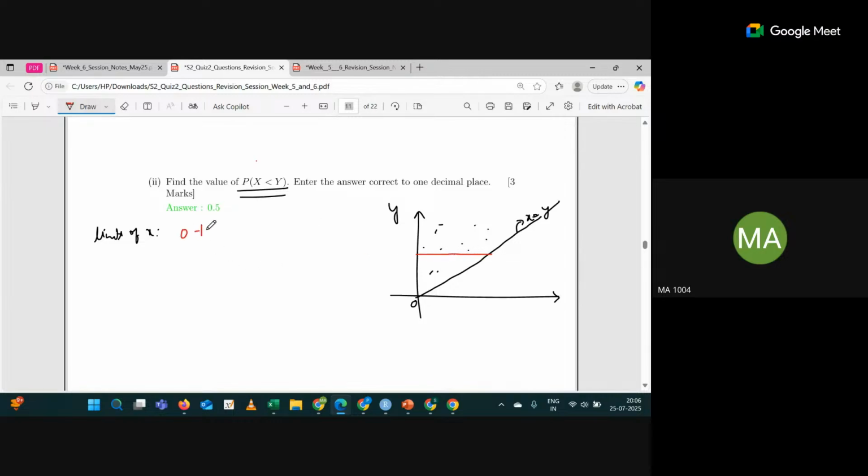It will be 0 to y, right? And what will be the limit of y? Y can be anything, basically 0 to infinity, right? Y can take 0 to infinity.